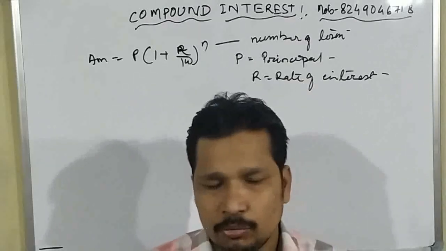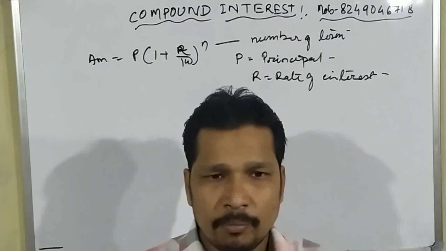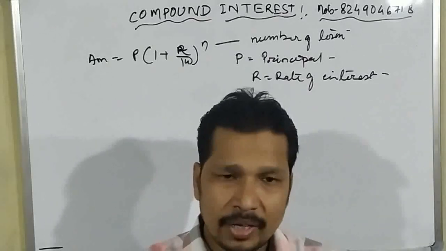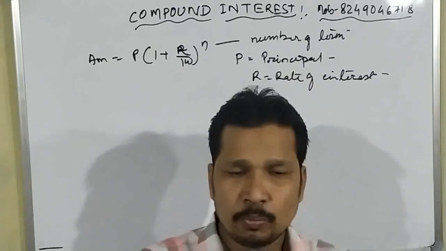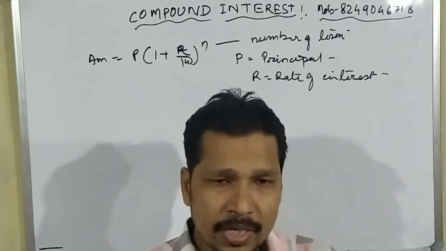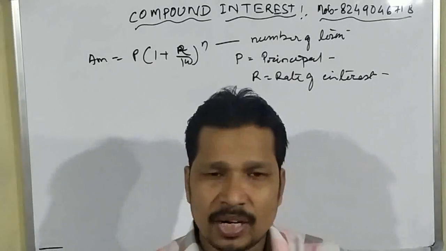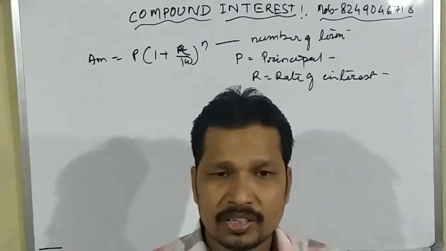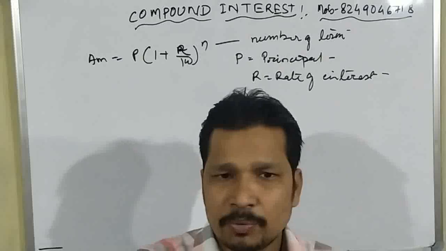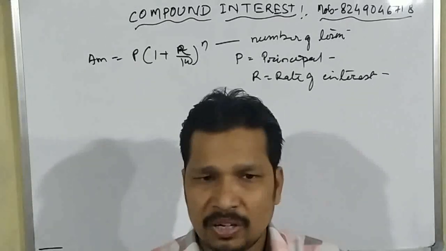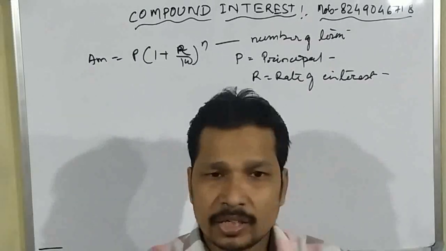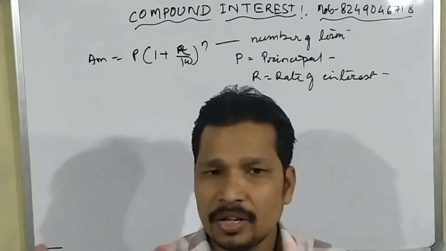Compounded annually we have already discussed. Compounded annually means the interest will be added to the principal after 1 year, to become the principal for the next year or the next term. In the case of compounded half yearly, after half a year one term will be completed. That means after half a year the interest will be added to the principal to become the new principal for the next term. Okay, students. That means in a year there are two terms if compounded half yearly.